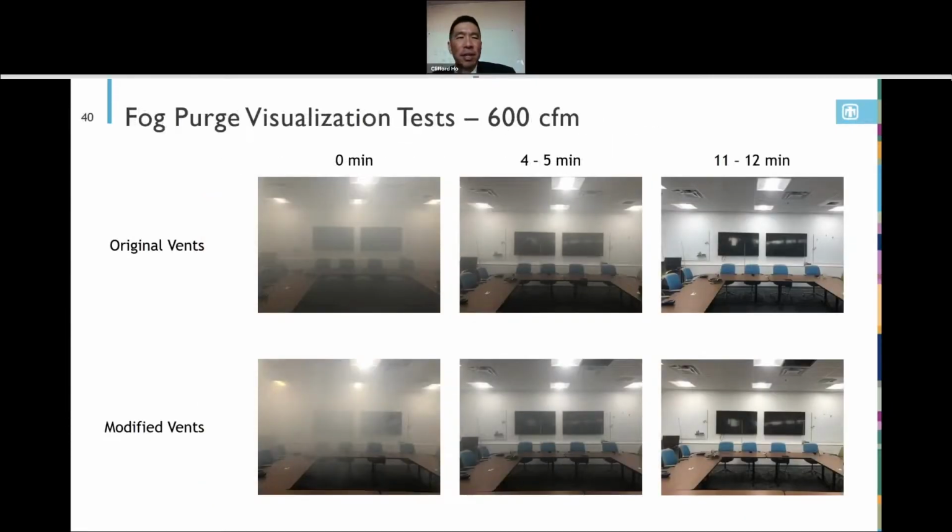These are just some photographs of the original vents on top and the modified vents on the bottom at different times. It looks very similar. It's hard to tell, but in person, there was a bit of a difference that was distinguishable. We had 5 observers that were designated to record their observations of the visible clear out.